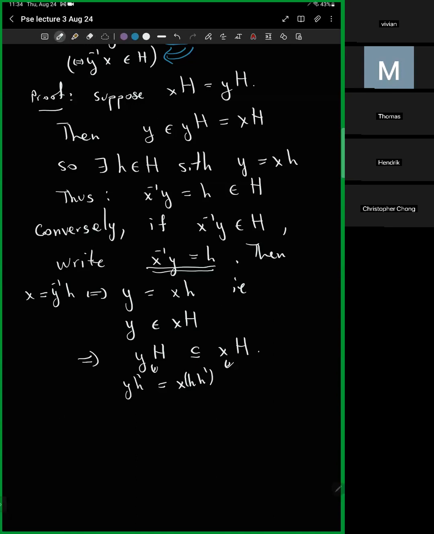Then what we saw: y of course is an element in yH, and y is also an element in xH, and we saw that two cosets are either equal or disjoint. So since in this case they have a common element, they must be equal. Okay, I'm sorry for the unnecessary complication.